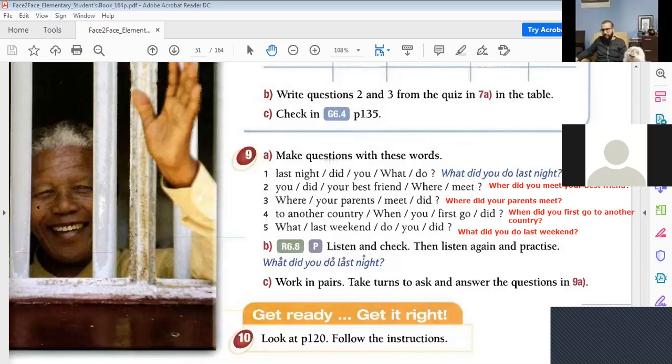Become. Became. Have. Had. Get. Got. Meet. Met. Go. Went. Forget. Forgot. Leave. Left. Write. Wrote.